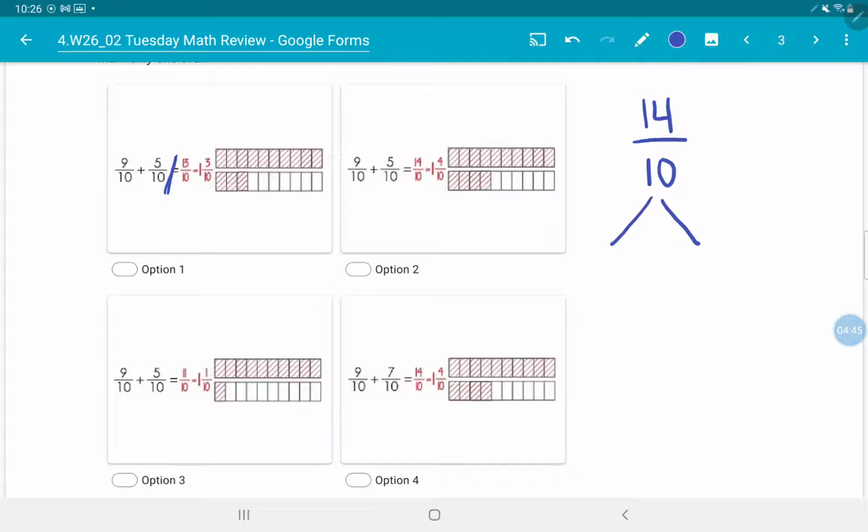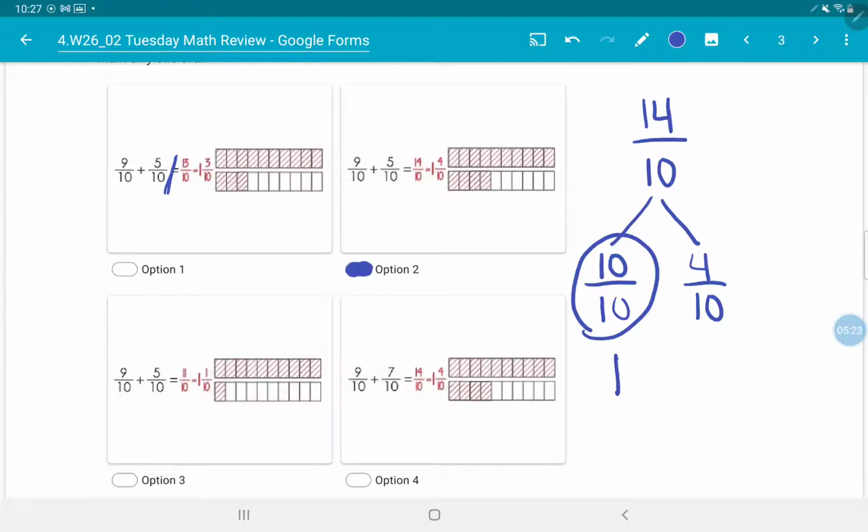How many does it take to make a whole? 10. 10/10 makes one whole. I would have 4/10 left. So based on the number bond that we just made, 1 whole. We know 10/10 is 1 whole. So that is equal to 1 and 4/10. So our mixed number is correct. Let's check our model. Do we have 1 whole? And then we have 4/10 in the second model. So option 2 is our correct answer.